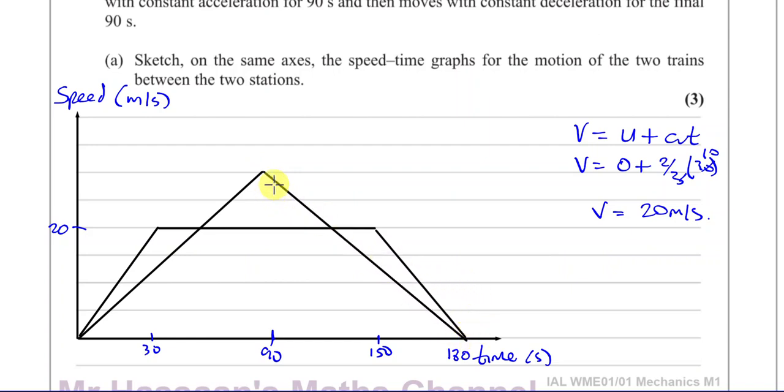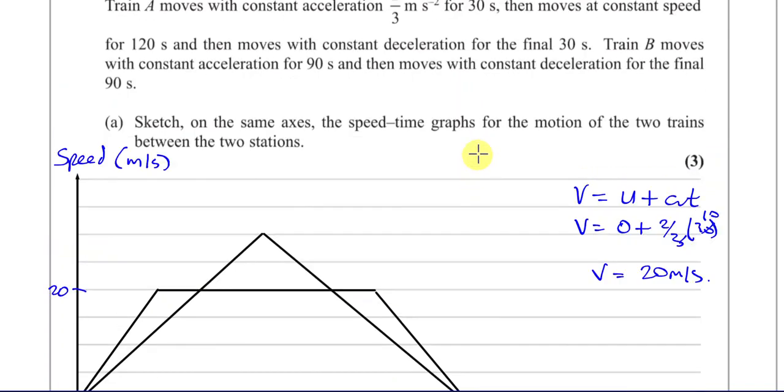So this has to go above here. It can't be below here, because they have traveled the same distance. They're going from one station to the other, so the area of this triangle and the area of this trapezium have to be the same, because the area under the speed time graph gives you the distance covered. So I can't draw this inside the trapezium, because then the areas won't be the same. So that's a sketch of the speed time graphs for the motion of the two trains.